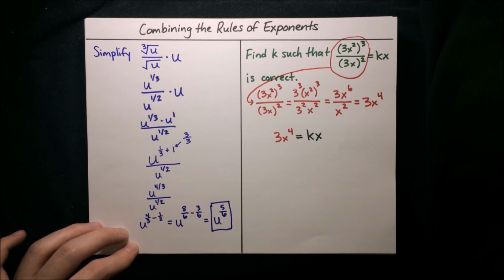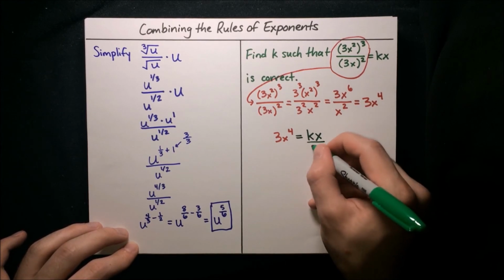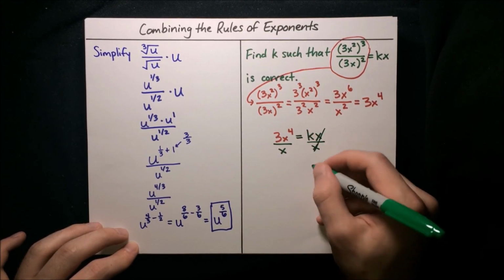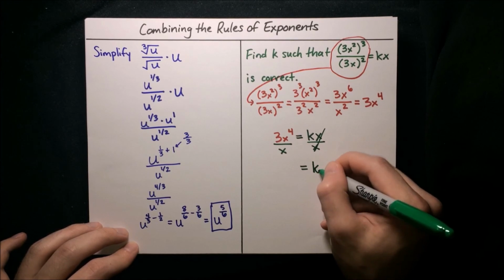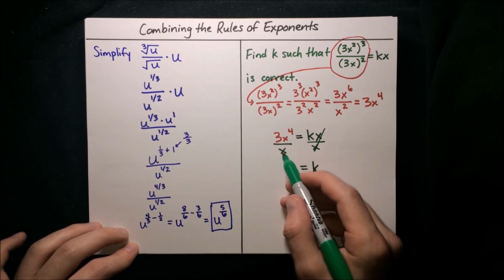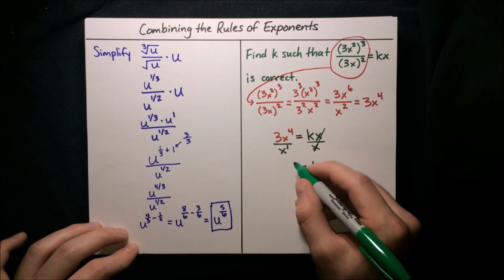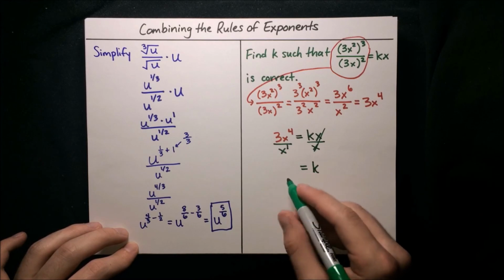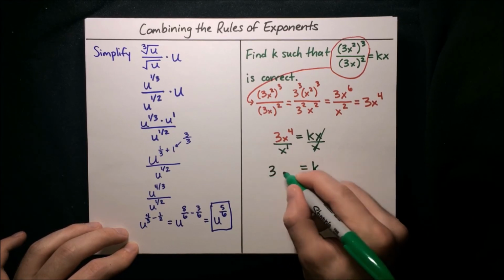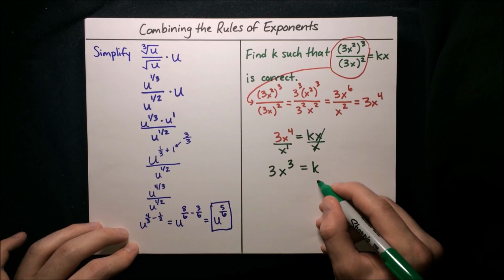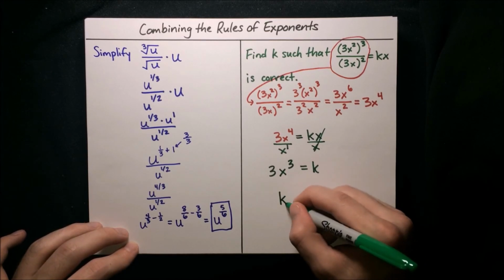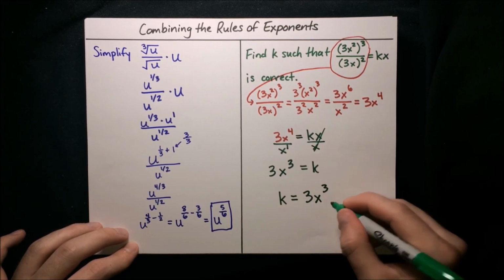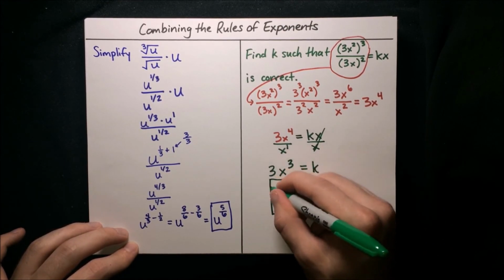And now to solve for k, we can just go ahead and divide off that x from both sides. So that'll cancel out that x on the right-hand side, just get k alone. And then on the left-hand side, noticing that this x is really just an x to the 1st power, we can go ahead and use the quotient rule, x to the 4th over x to the 1st power. Just subtract the exponents, 4 minus 1 is 3, so 3x to the 3rd equals k. Let's write that around just for clarity. k is equal to 3x to the third. And there we go. That's all there is to it. We've got k.